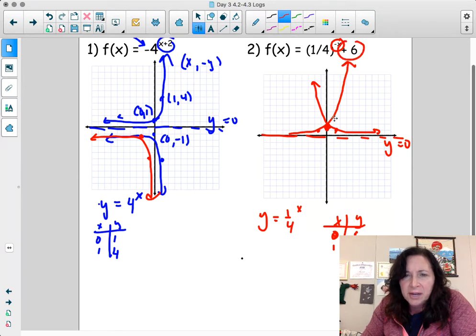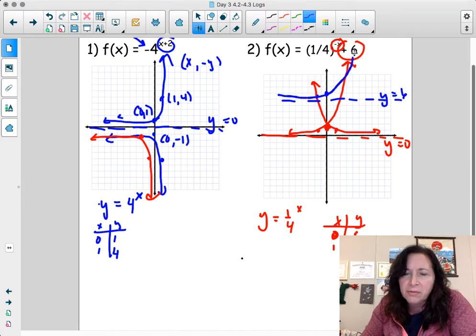This plus 6 right here takes my graph and moves it up 6 units. So instead of y equals 0, I now have an asymptote at y equals 6, and my graph will cross at 0, 1 from that. So that's going to be 0, 7, and this value here, which will be -1, 1/4, will be -1, 6 and 1/4. So that's going to be like that.